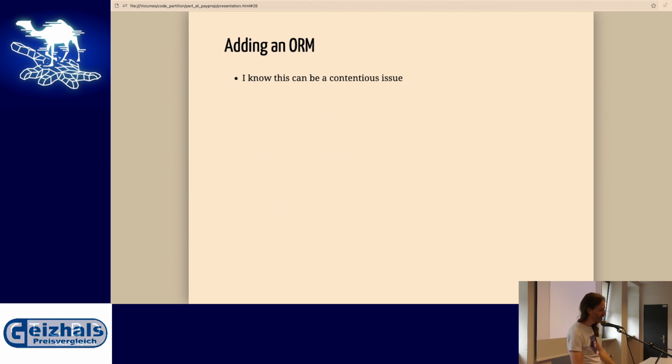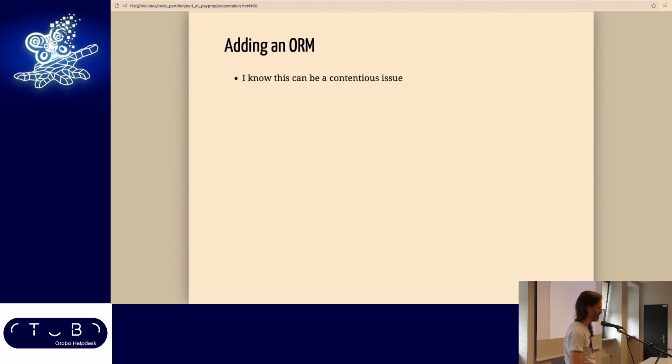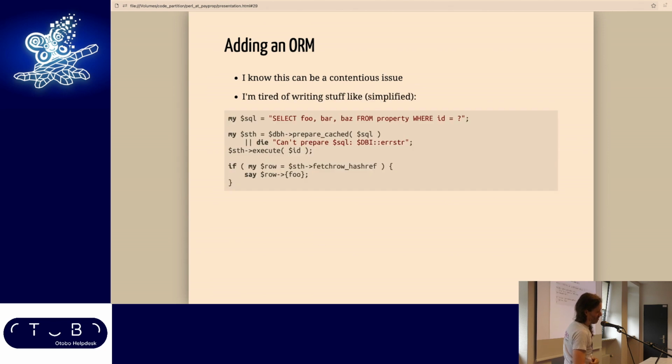So we're adding an ORM, and I know this can be a contentious issue if you read some people's blogs and Hacker News, which I find surprising. I'm tired of writing stuff like this. It's about the simplest use case you can have with DBI. Write some SQL and prepare it with the error handling and execute. I just don't want to do that.